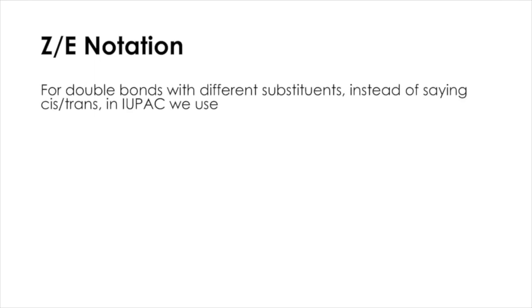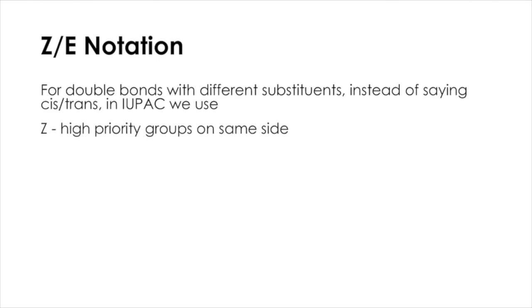So now what if we have double bonds? For double bonds, we use Z and E notation. We don't usually use cis and trans because that usually assumes that both of the attached groups are the same. In this case, we can have different groups attached.